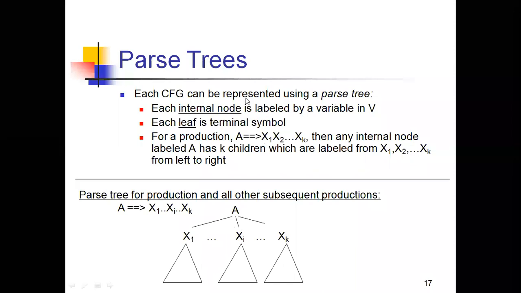And here we have the internal nodes and the external nodes, and each internal node is labeled by a variable in V. That means all the non-terminals should be labeled as internal nodes, and each leaf is a terminal symbol. That means whatever leaves we are generating, those come under the terminal symbols. And for a production like this, A tends to x1 x2 so on xk, any internal node can be labeled A, and it has k children labeled from x1 to xk, from left to right. So always we need to take from left to right, not from right to left.